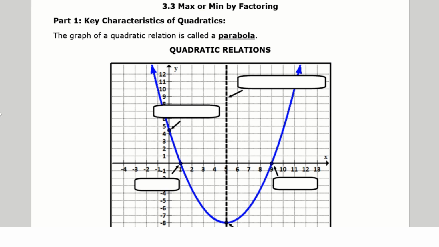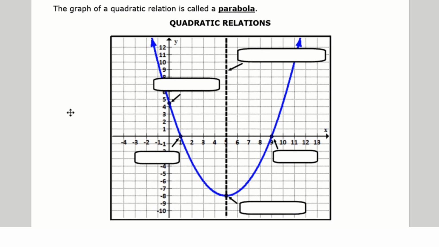a quadratic. The graph of a quadratic relation is called a parabola, and we have several terms you need to know. One is where the graph intersects the y-axis, we call it the y-intercept. That is the same as a linear relation. A line intersecting the y-axis is the y-intercept. Then the graph intersects the x-axis, we call it the x-intercept.